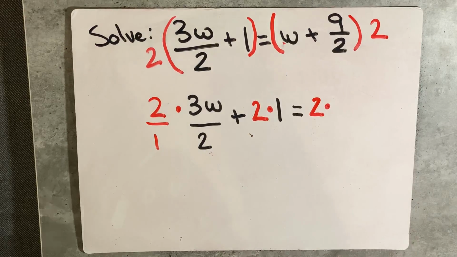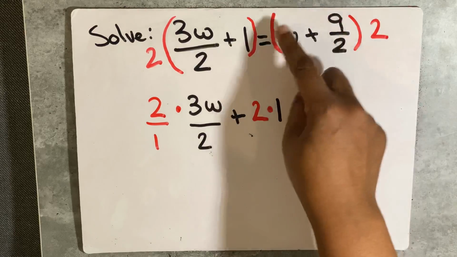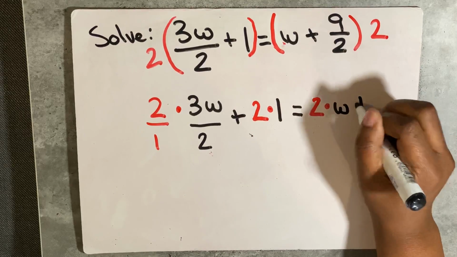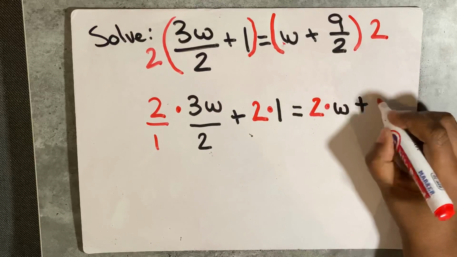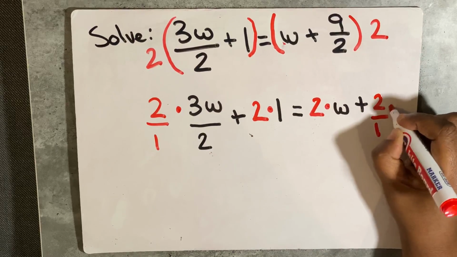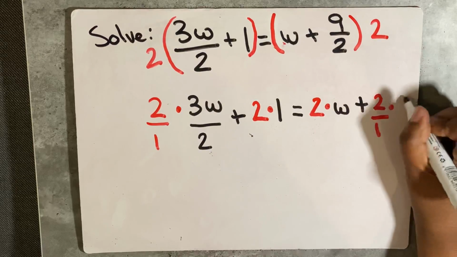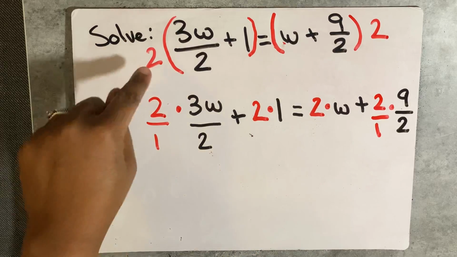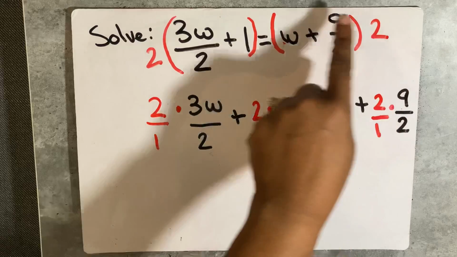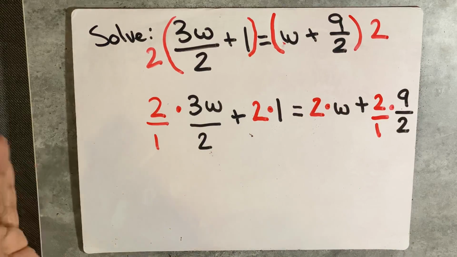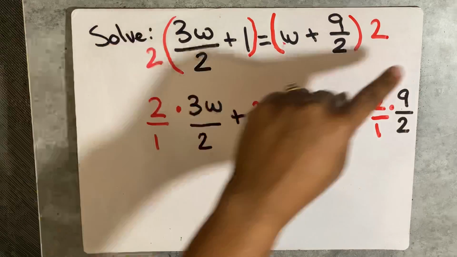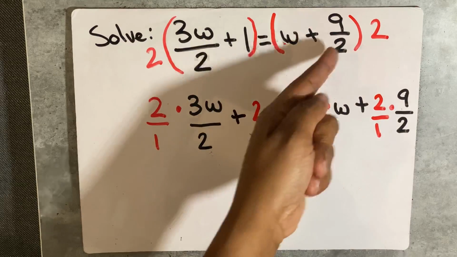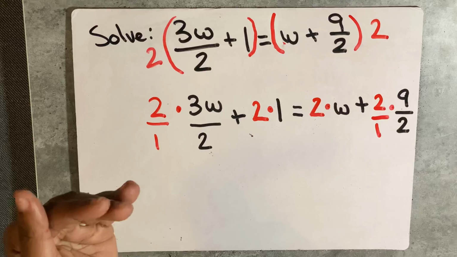All right, so on the other side, we're doing 2 times w, because remember, this is our distributive property, 2 times w plus 2 over 1 times 9 over 2. All I did was distribute. I distributed 2 here. I distributed 2 here. Okay? Now, essentially, all you're doing is crossing these out. So that is actually the shortcut. So you would end up with 3w plus 1 equals w plus 9. So you would end up there.